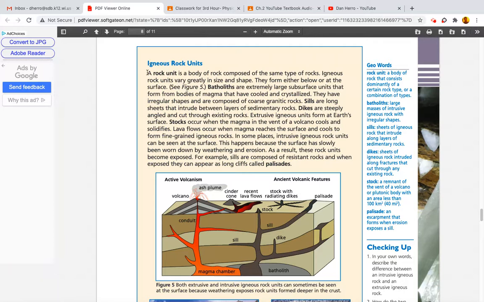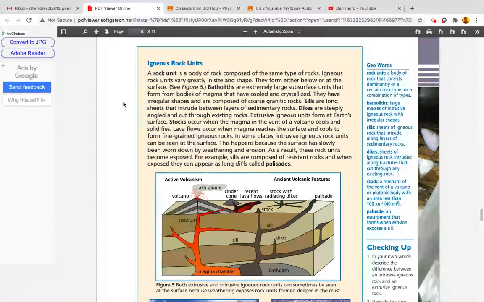Igneous rock units. A rock unit is a body of rock composed of the same type of rocks. Igneous rock units vary greatly in size and shape. They form either below or at the surface, as shown in figure 5. Batholiths are extremely large subsurface units that form from bodies of magma that have cooled and crystallized. They have irregular shapes and are composed of coarse granitic rocks.